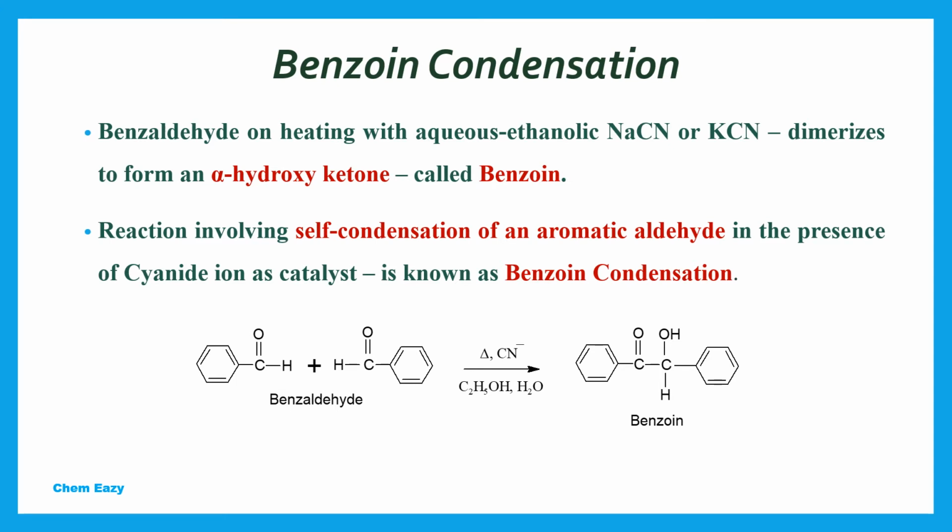In the given example, two molecules of benzaldehyde dimerize by heating in the presence of aqueous ethanolic cyanide ion as a catalyst. It gives benzoin. This benzoin consists of a hydroxy group on the alpha carbon atom, that is the carbon which is alpha to the carbonyl group.